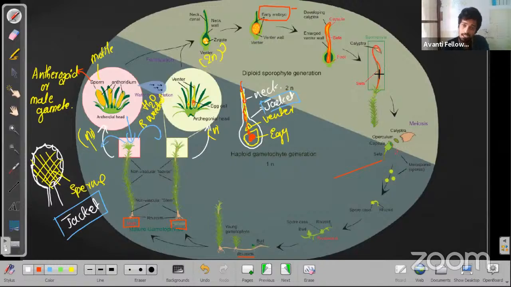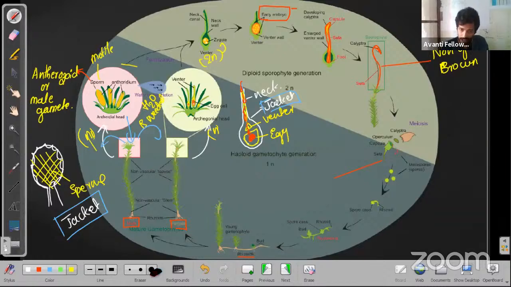Okay, look here, this particular sporophyte is actually non-green in color, or what I can say, brown in color. Why is it brown in color? Because it does not have any chlorophyll. It does not have the ability to photosynthesize or make its own food. No photosynthesis, nothing. It's only developed here.